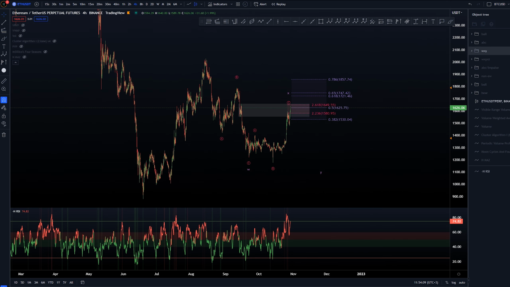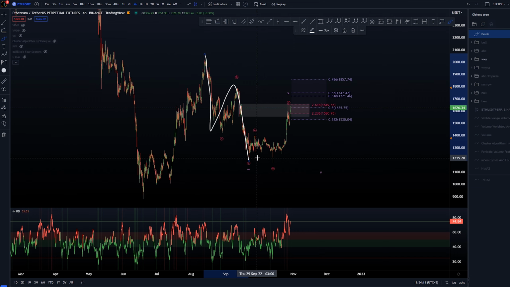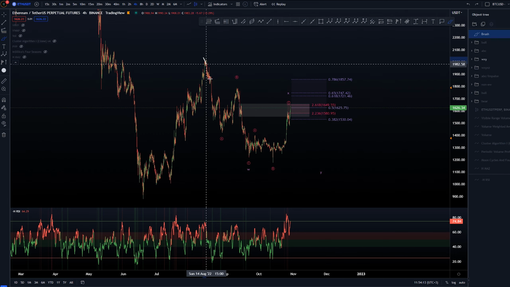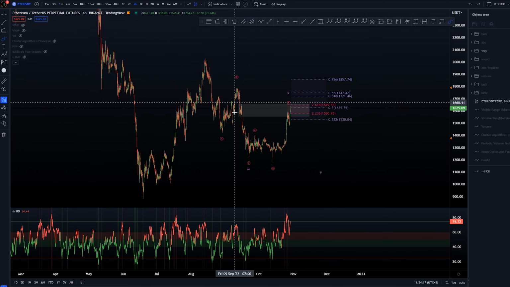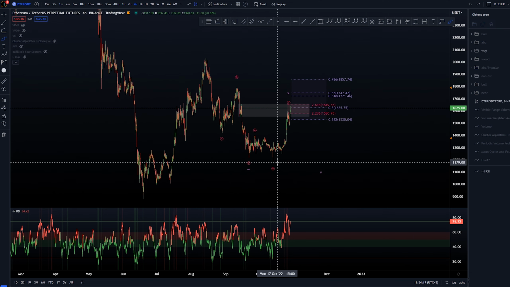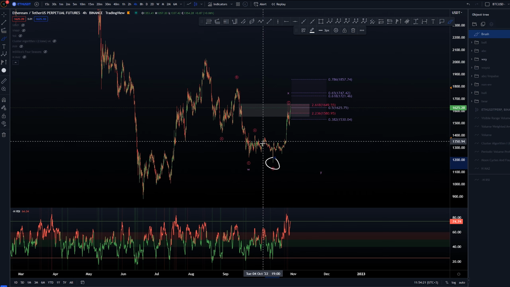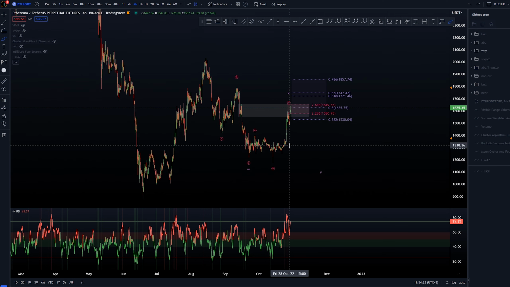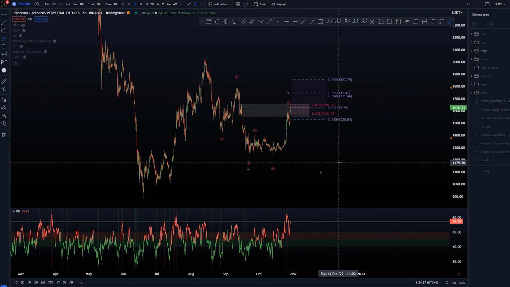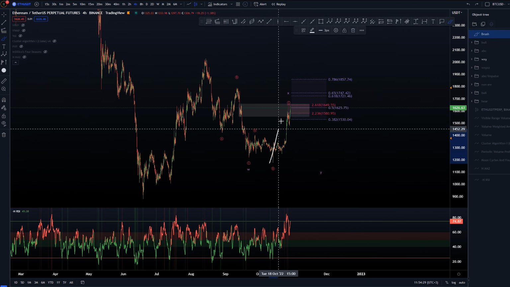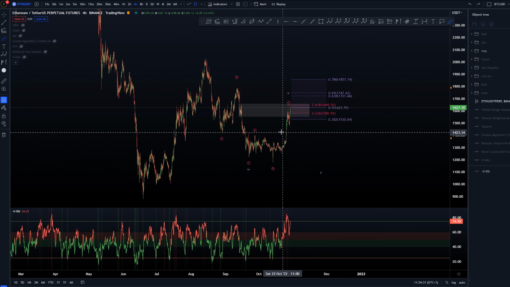I'm not quite sure which one I like more, this as an ABC or as a WXYXZ. Both of those are very probable to me. However, one thing that is very likely is that we have had a pivot point from here as a 5-way structure. Now the question is whether this is a start or an end of something. And as of now, we don't know yet.